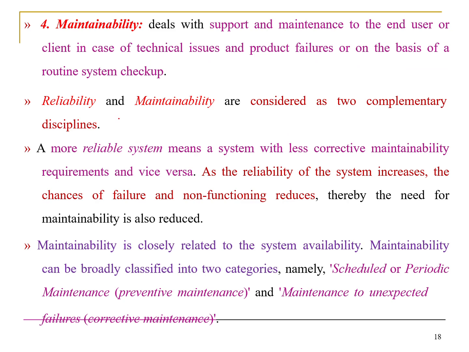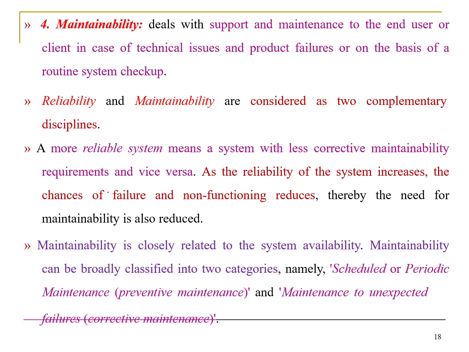Moving on to maintainability. Maintainability deals with the support and the maintenance to the end user or to the client in case of technical issues and product failures, or on the basis of a routine system checkup. People normally think reliability and maintainability are complementary. Yes, they are complementary. If the system is 100% reliable, then the maintenance is zero. If the maintenance is high, reliability is low. So normally maintenance should be as minimum as possible for an embedded system.